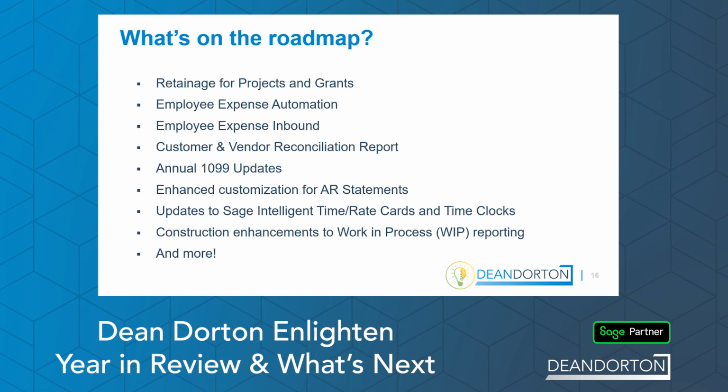We've done some things around employee expense automation and inbound employee expenses. We've created a reconciliation report for customers and vendors. We'll have more information on the 1099 updates for this year. We've enhanced the customization on AR statements, so being able to do even more in your statement customization. Some updates to Sage Intelligent Time, rate cards and time clocks. Rate cards is coming in December, time clocks is coming in November. And then we've done some construction enhancements to the work in process reporting. There's lots more coming, and of course, we're going to continue on our AI journey.